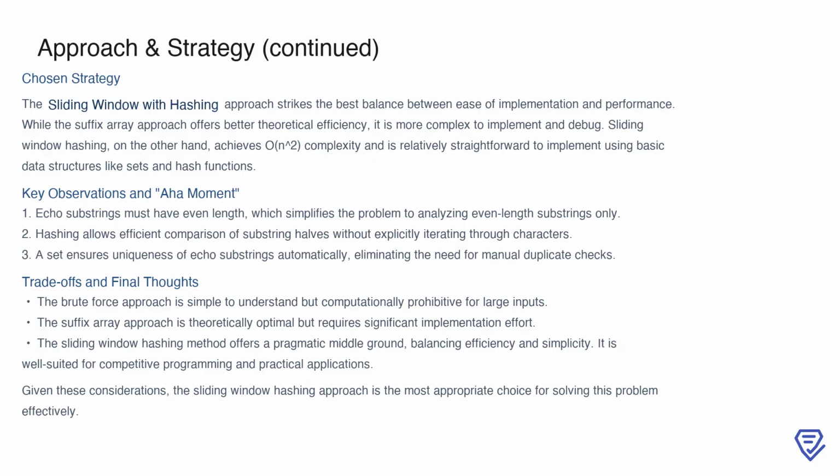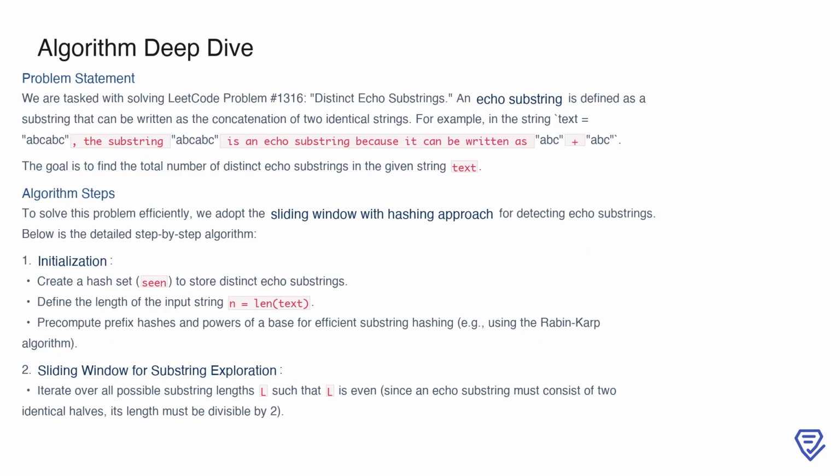To solve problem number 1316, we need to identify distinct echo substrings in a given string. An echo substring is a substring composed of two identical halves. For instance, in the string abcabc, the substring abcabc is an echo substring because it can be split into abc and abc. Our goal is to find all such distinct echo substrings efficiently.